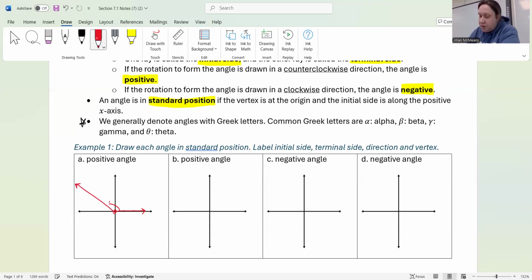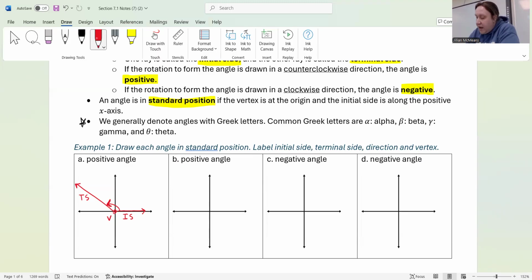And we're told to make sure we label the actual direction. So we just put that little part of a spiral with an arrow, and that tells the reader which direction you're opening this angle, okay? So we have our initial side, our vertex, we already drew our direction, and then we have our terminal side. That's a positive angle, okay?